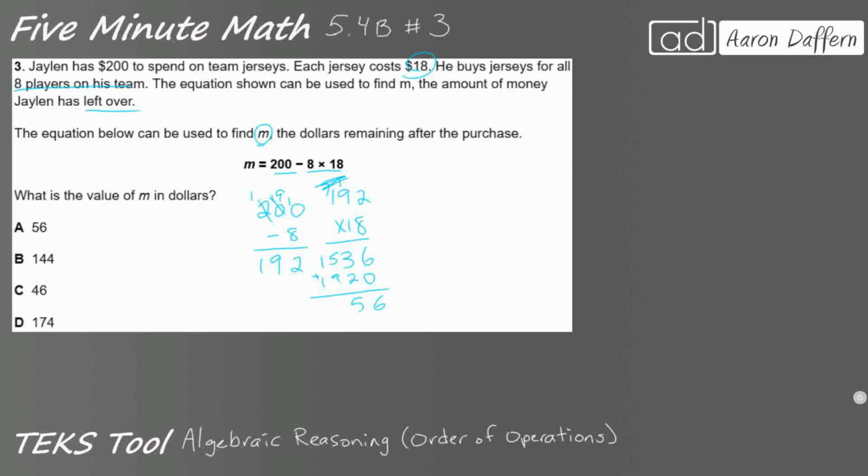All right. Unless Jalen has a magic money machine, how can he have $200 to spend? He buys 8 jerseys for $18, and he ends up with leftover $3,456. See, that just doesn't make sense. You can't have more money than you started with when you're spending money, and that's way too much money. So this is why we don't always go left to right.